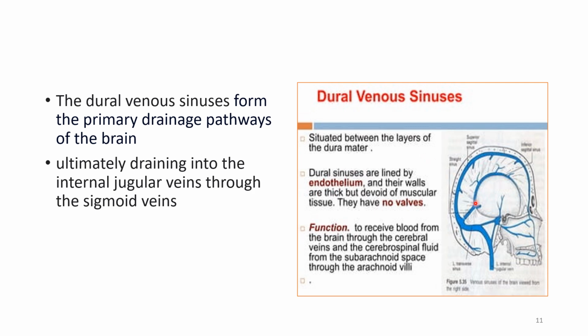So dural sinuses are lined by the endothelium and their walls are thick but devoid of muscular tissue, and they have no valves. So they have a covering of the endothelium and the walls are thick but there is no muscular tissue, and there are no valves in the dural venous sinuses. They will receive the blood from the brain through the cerebral veins and the cerebrospinal fluid from the arachnoid space through the arachnoid villi. So what do they receive? CSF, and they will also receive the blood from the brain.